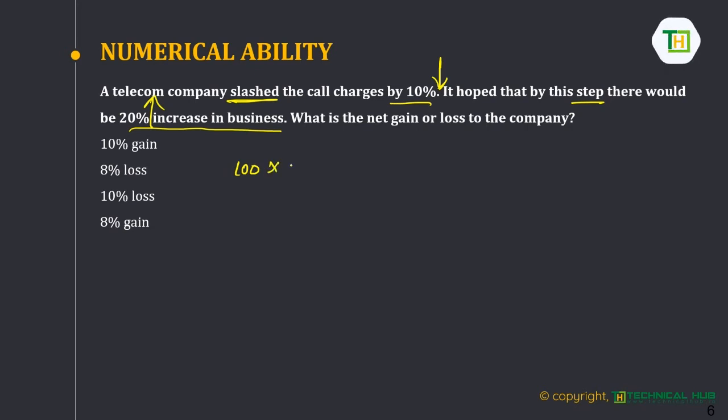What is the remaining value left over? 90 percentage will be left over. And next, after that, the business is increased by 20 percentage. If it is 20 percentage increases, it becomes 120 percentage, right? Now you can cancel these two, and two zeros cancel, which is equal to 12 into 9, that is 108.